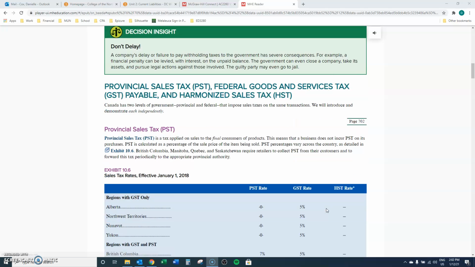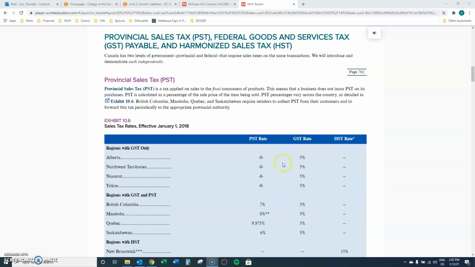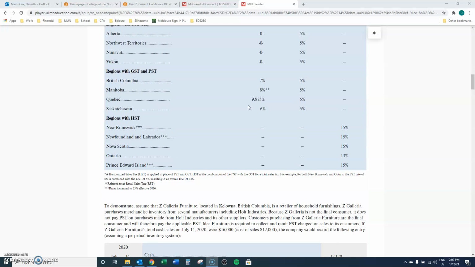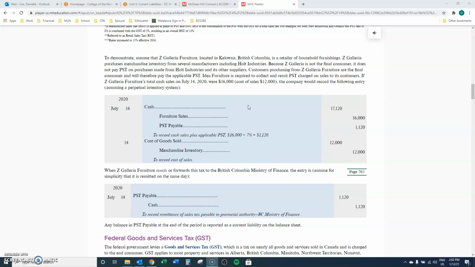Then we move into taxes. So we have provincial sales tax. That's applied to sales to final consumers of products. Different rates are shown here.